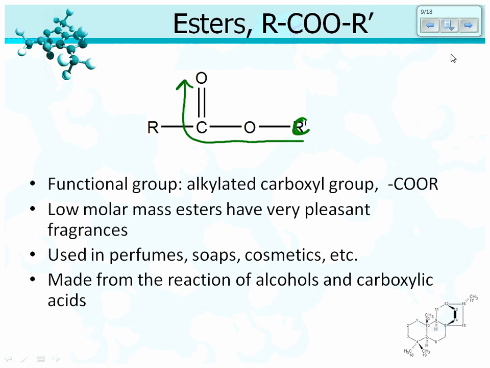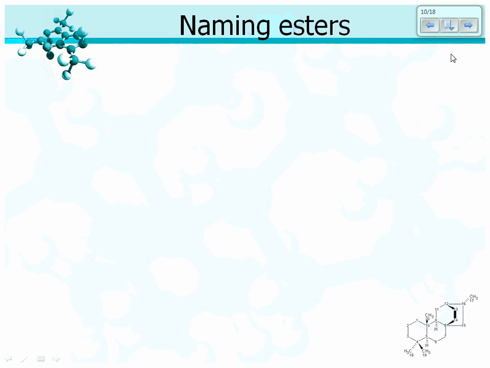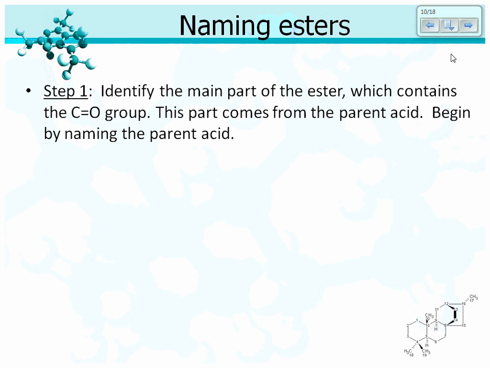Low molar mass esters have a very pleasant fragrance, so they're used in perfume, soaps, and such. And they're made from the reaction of an alcohol and a carboxylic acid together. When we name esters, you have 2 basically halves of the chain, kind of like in an ether. However, it's a little bit different because we have the extra carbonyl group. So you have to identify the main part of the ester, and your definition of the main part of the ester is the part that contains the carbonyl group. This comes from the parent acid.